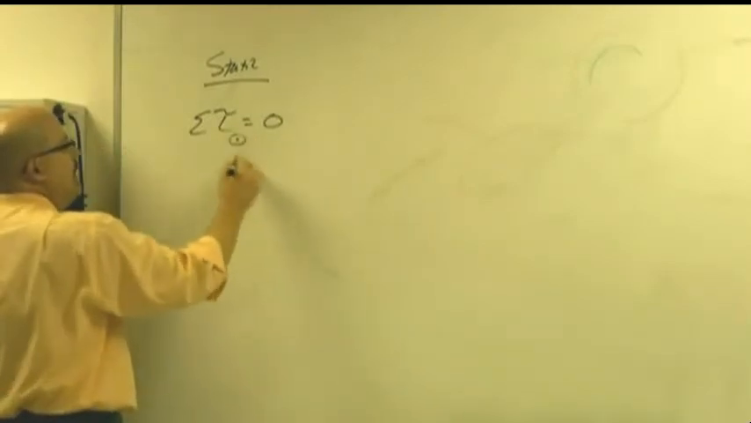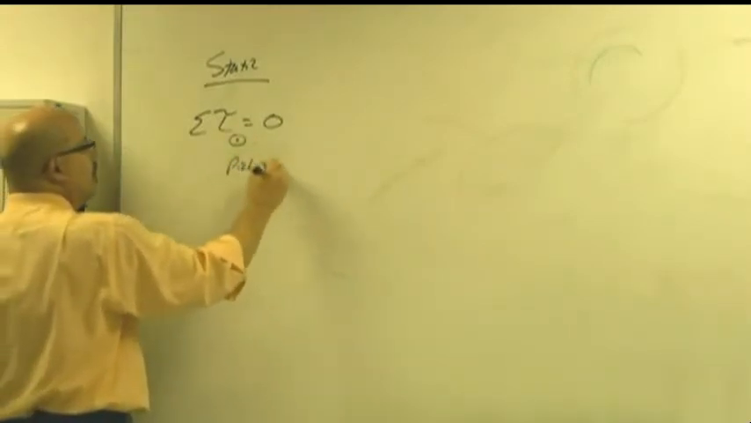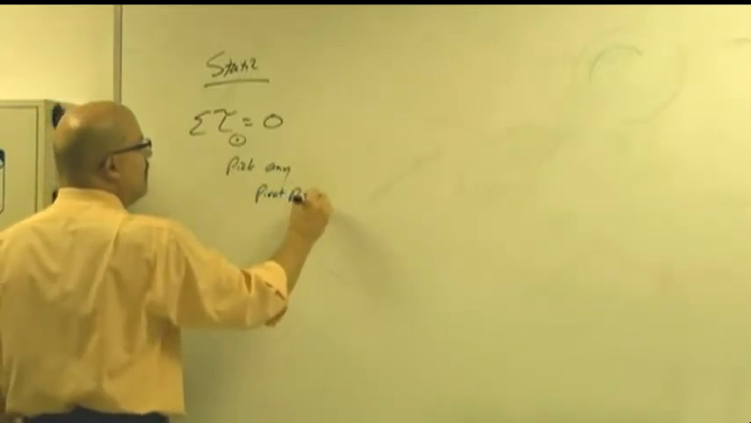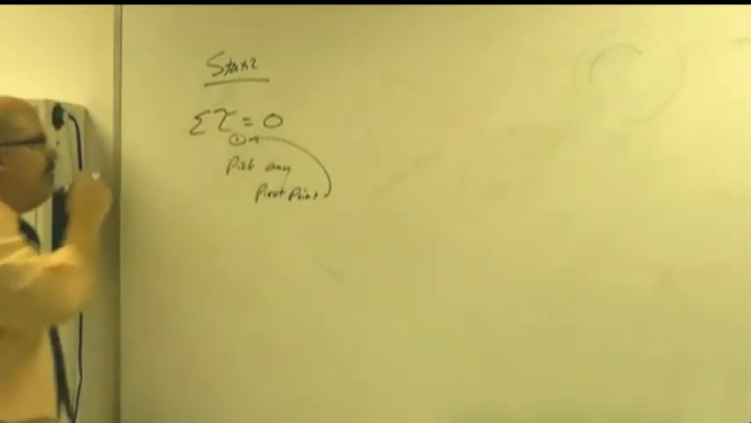You can pick any pivot point you wish if it's not rotating. Because if it's not rotating about the real pivot point, then it's not rotating about any pivot point. So you can pick any pivot point you want. All the torques will always cancel.